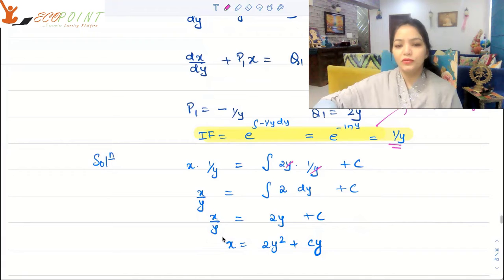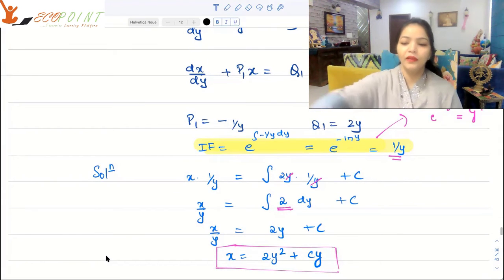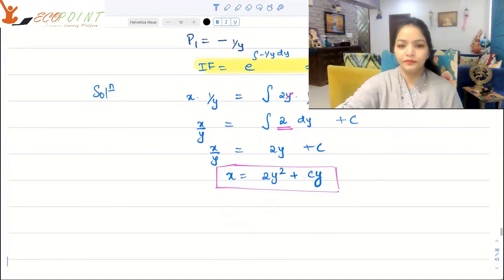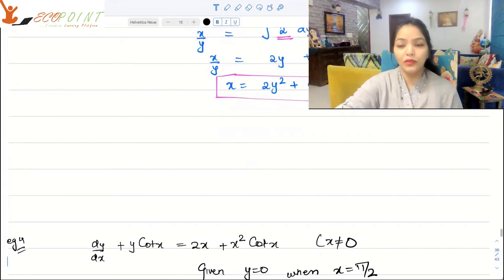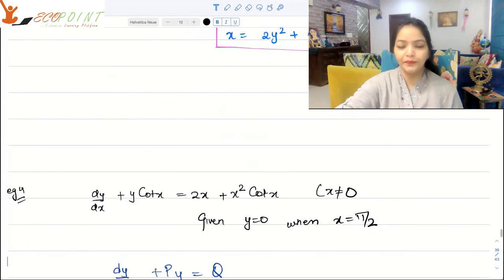So what you can say is you can just integrate this. You have 2y, and then you can take y to that side, and the answer will be in terms of x. x is equal to 2y square plus cy. Okay. So this was a case where we worked it out using dx by dy.